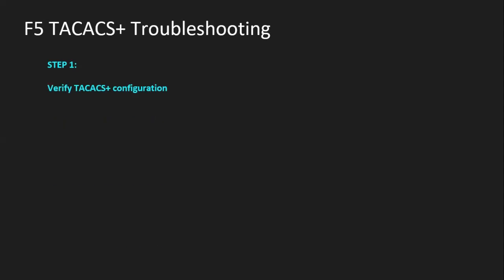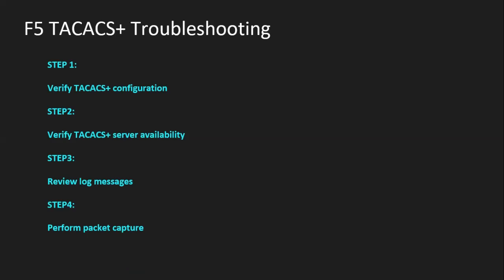The first step always is to verify the configuration of both ends. First is your F5 and next is ISE. The next step would be to check the reachability from a network aspect. Is the TACACS server reachable? You can even review the log messages on F5 to understand what is actually happening when you're trying to log in to the device. And as a last step, you can also perform packet captures to understand the communication which is happening between your F5 and your authentication server when you're trying to log in with a specific user account. So let's see how we perform all these steps on F5.